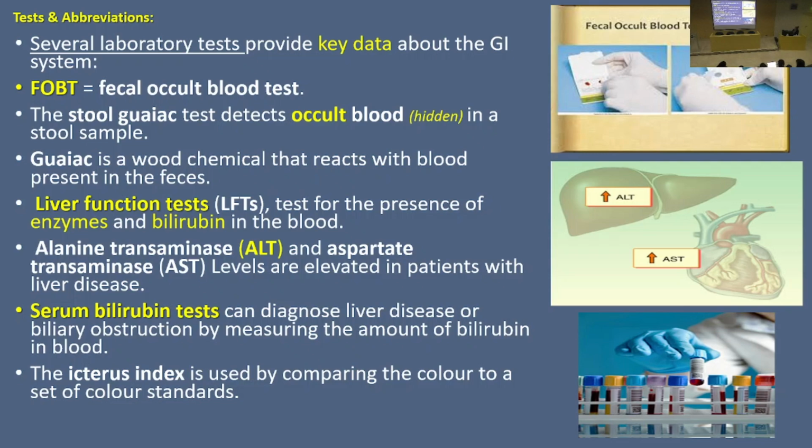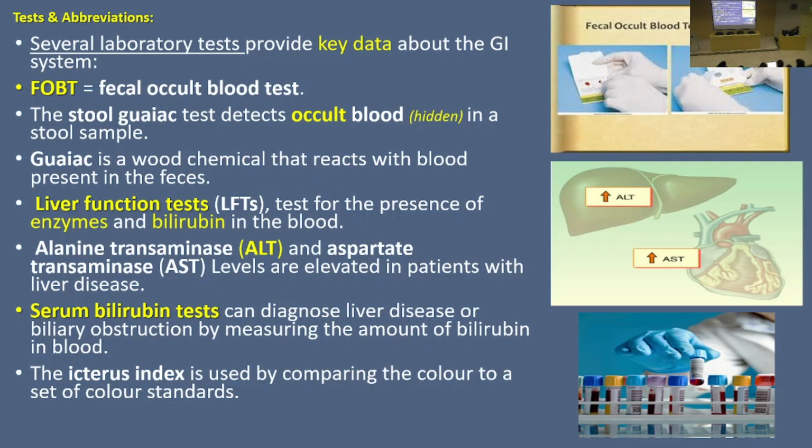The liver function test, you do have a question on that. The liver function test tests for the presence of enzymes and bilirubin in the blood. You can see from the picture there the ALT and the AST. You will need to know what they stand for: the alanine transaminase and the aspartate transaminase. When these levels are elevated in the liver, it's usually an example of liver disease, fatty liver, or maybe cirrhosis. You do need to know cirrhosis, like I said yesterday. And then finally, you have your bilirubin test, which diagnoses liver disease by measuring the amount of bilirubin in the blood. That's just done by an index here, so that's pretty easy.